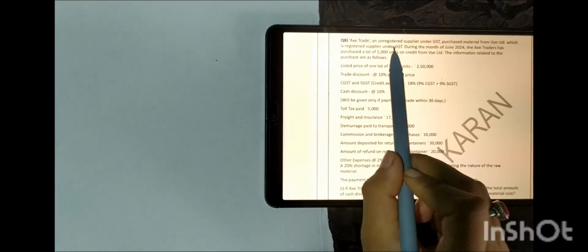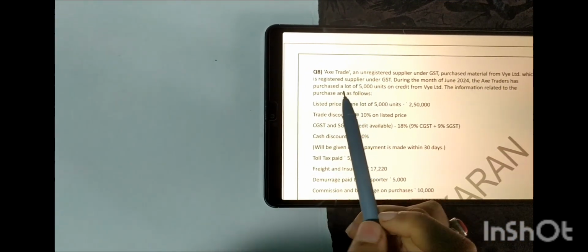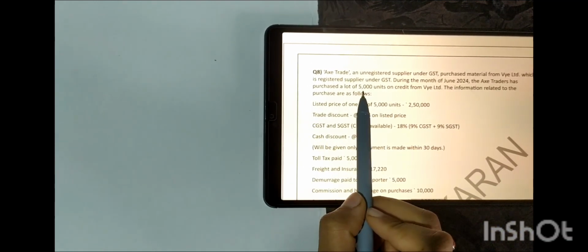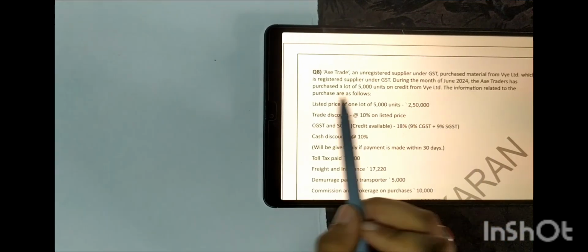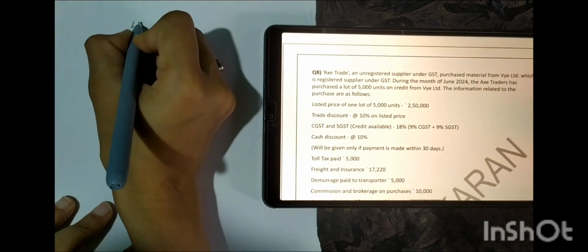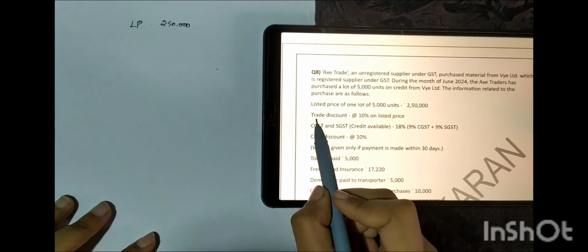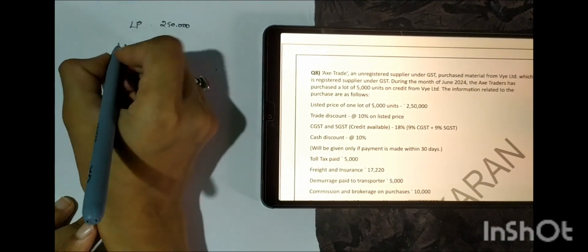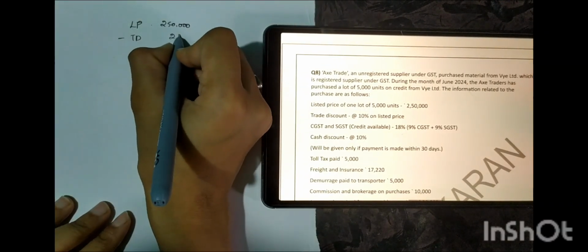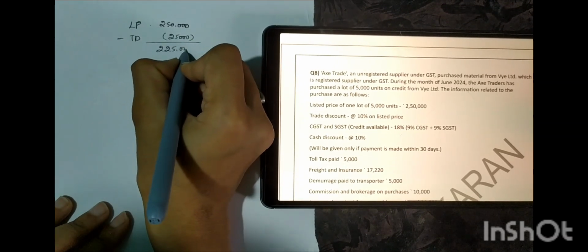Next question: AXC Traders, an unregistered supplier under GST, purchased material from Y Limited, which is a registered supplier under GST, during the month of June 2024. AXC Traders purchased a lot of 5000 units on credit from Y Limited. The information related to the purchase is as follows: the listed price of one lot of 5000 units is 2,50,000, and we get a trade discount of 10% on the listed price, so minus trade discount 10%, which is 25,000. So the amount comes out to be 2,25,000.